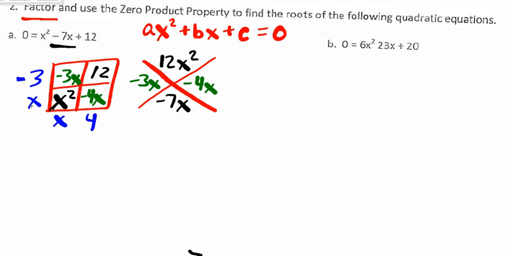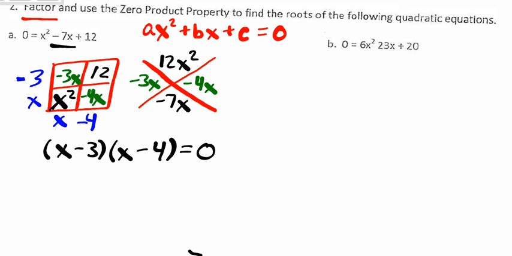Let's try over here. X times 4 is not negative 4x, so we need to make this negative. So now we check. X times x is x squared. X times negative 3 is negative 3x. X times negative 4 is negative 4x. Negative 3 times negative 4 is positive 12. Therefore, we have found our factors. So we now have x minus 3 times the quantity x minus 4 equals 0. This is the factored version of the quadratic equation that we began with.